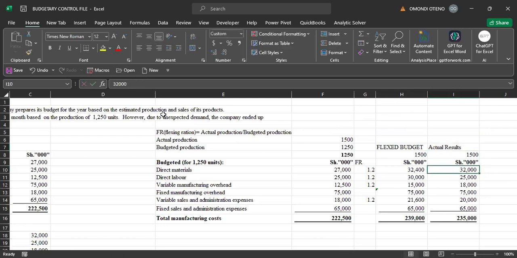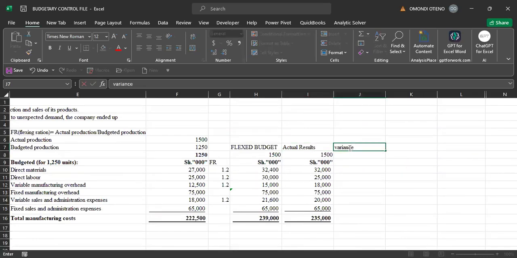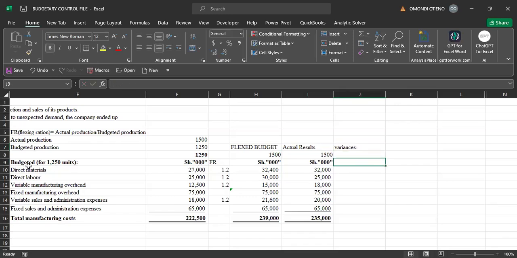So the flexed budget of 1,500 units can be compared with equivalent units of 1,500, right? At this particular point, are we able to move forward and come up with the variances? When you compare flexed budget and actual results, you'll get the variances. So let's have variances here. We are dealing with expenses.